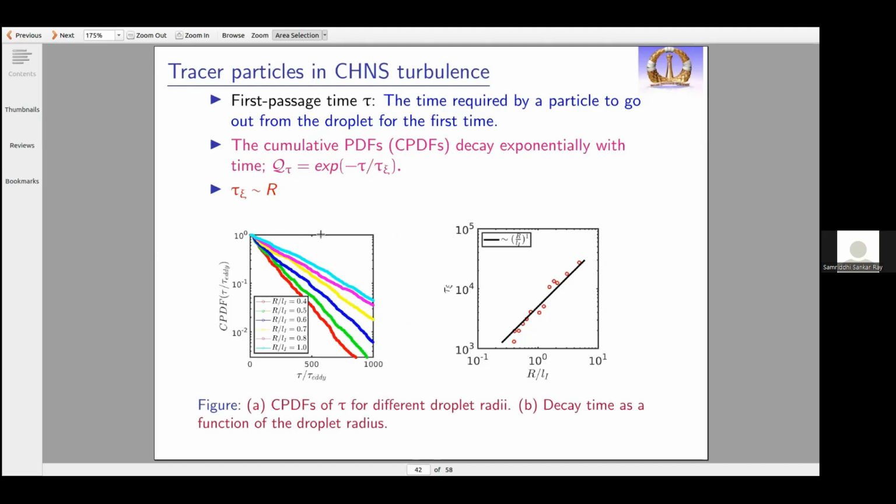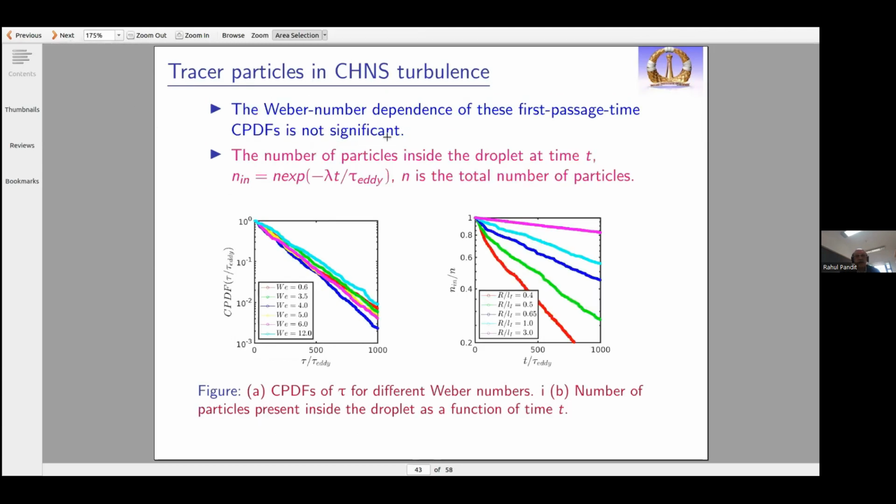And so we can quantify this, and you can do log-log plots, and indeed it does increase with droplet size. And you can completely systematize it. You can ask how does it change with surface tension. You can do the Weber number dependence. It's not very significant to a first approximation. Then you can also ask for the number of particles inside the droplet at time t. Okay, and that decays exponentially, and so on.